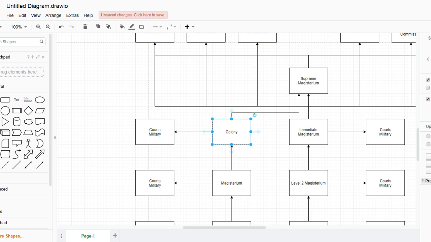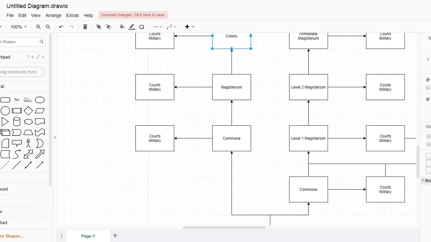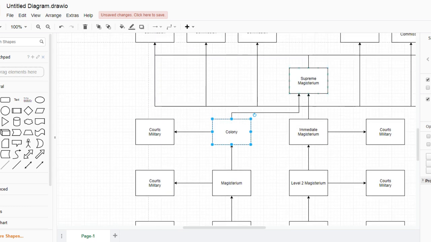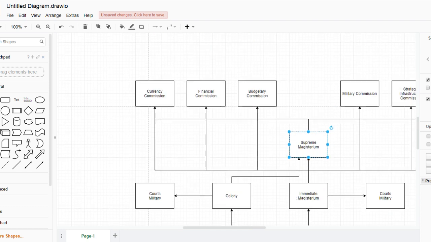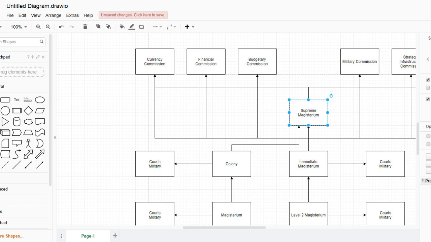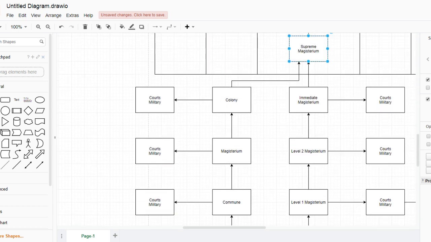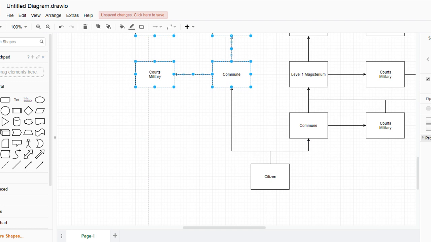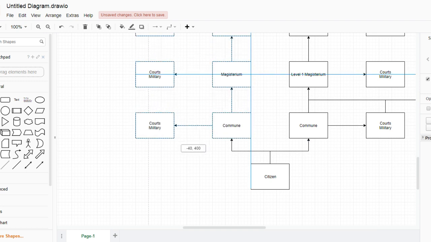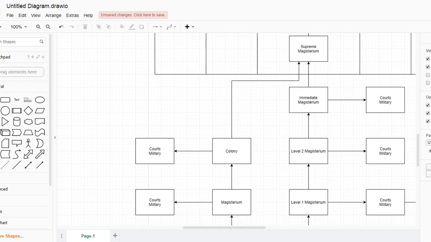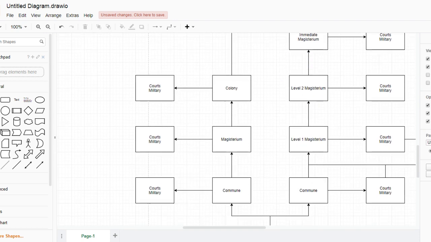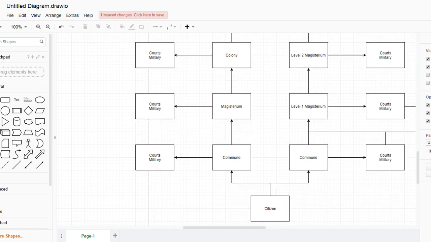Now colonies, because they're far away, obviously, it might be inconvenient to have the Supreme Magisterium handle everything everywhere. So the colonies need to be able to defend themselves. And I think the immediate magisteria having the same rank as colonies per se, a colony might actually be, let me just pull this down a bit, a colony might actually be of a lower rank, and in fact it will be of a lower rank than an immediate magisterium. But there you go.